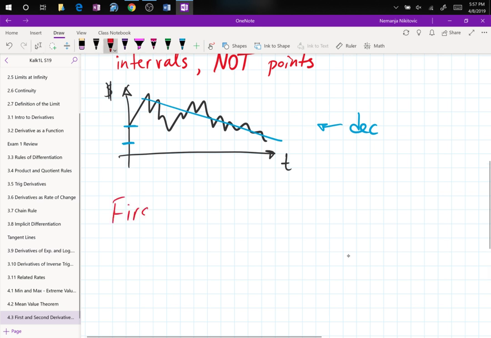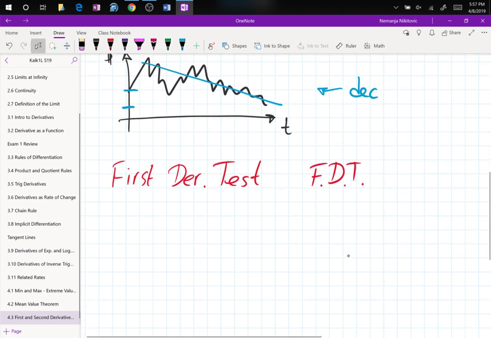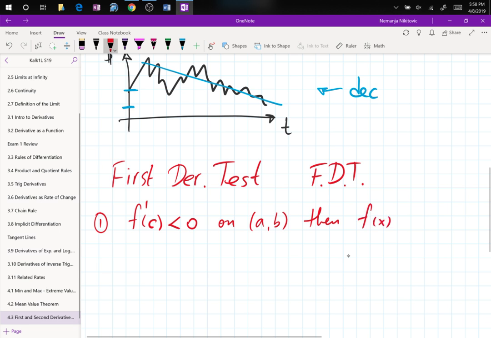So, first derivative test, also known as FDT. And we have these two. So if f prime of some value a is less than 0, actually let's use c, sorry. If f prime of c is less than 0 on some interval a to b, then f of x is decreasing on a to b.